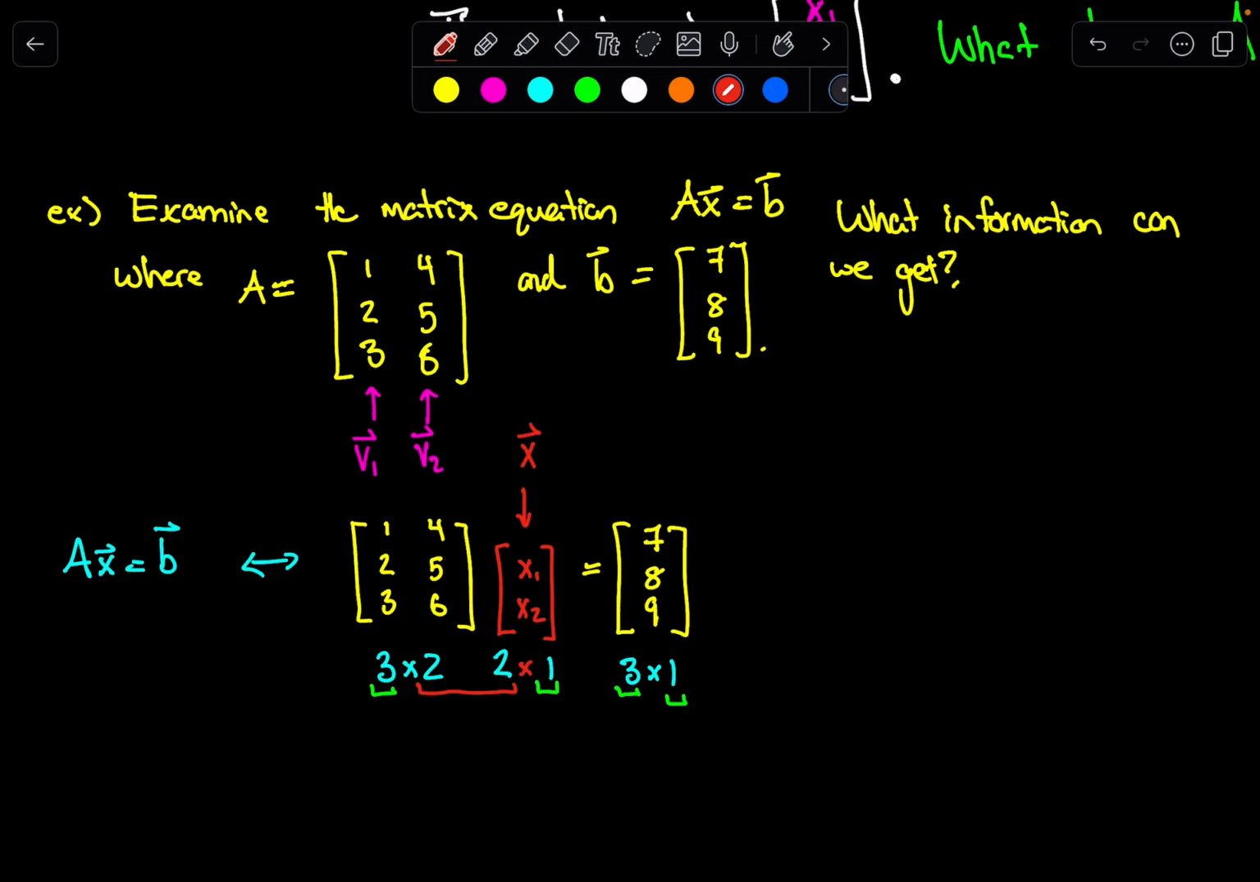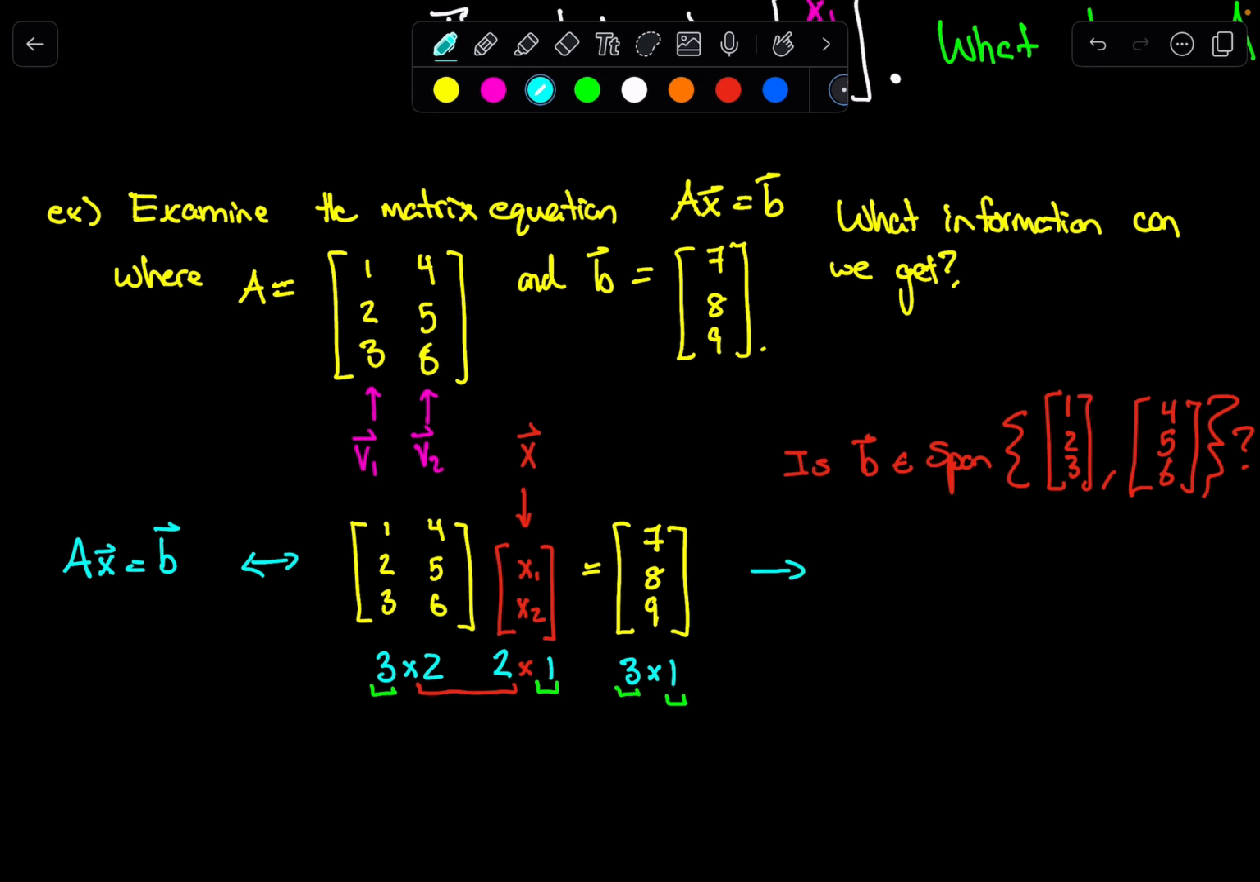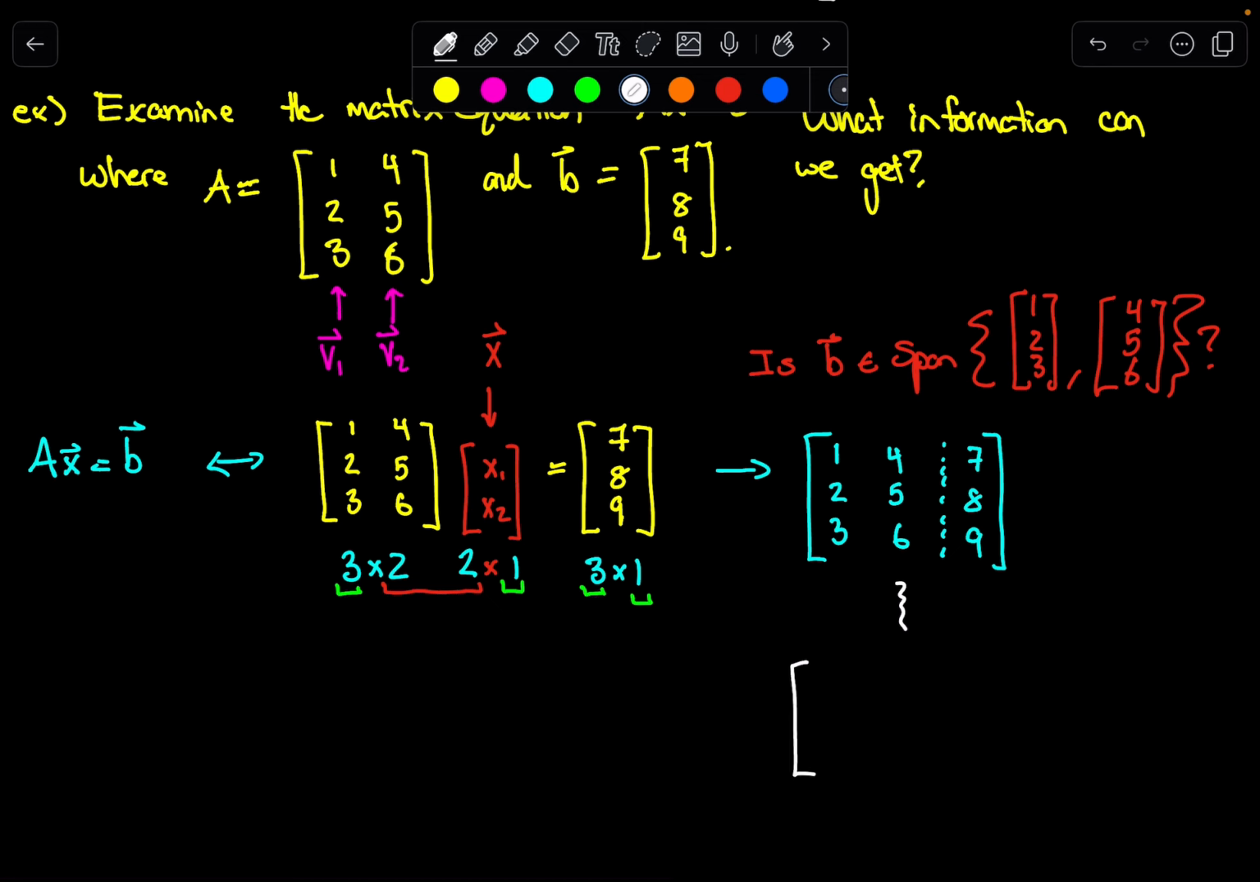If I wanted to know, it says, what information can we get? Well, you can ask the question, is B in the span of the vectors 1, 2, 3, and the vector 4, 5, 6? That is a question I can ask. Is that the case? If I want to solve this, you can just set it up immediately inside an augmented matrix. You can immediately make a jump, 1, 2, 3, 4, 5, 6, and put 7, 8, 9 over here. And let's pretend that we solve this, and we get here.